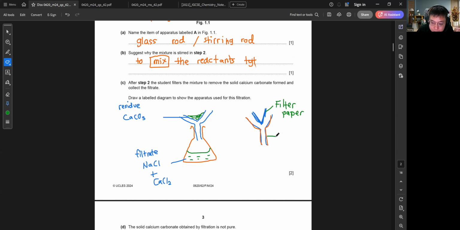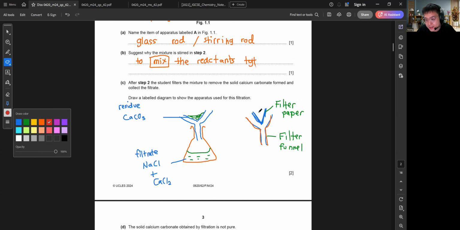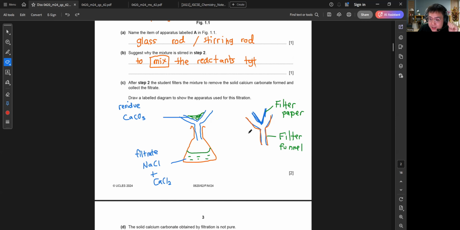However, the outside one, which is this orange one, is the funnel, or the full name, you can call it filter funnel. All right. So why is it important to draw it exactly like this? Because the exam mark scheme has stated that if the students do not draw this, it's essentially like the student is using the funnel without the filter paper.